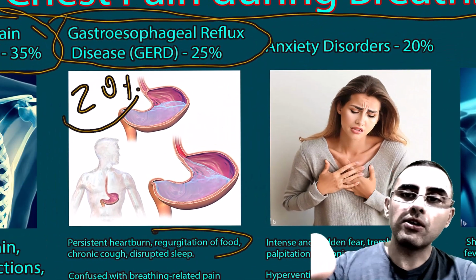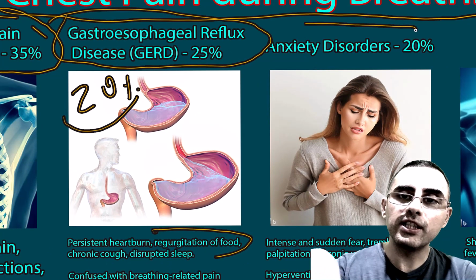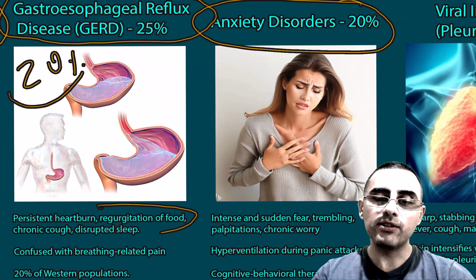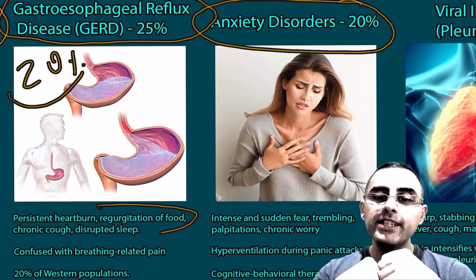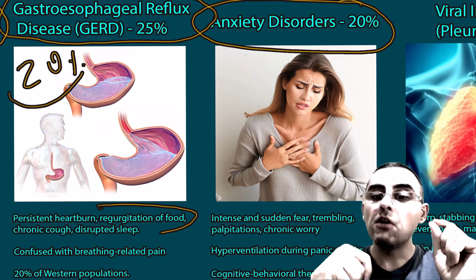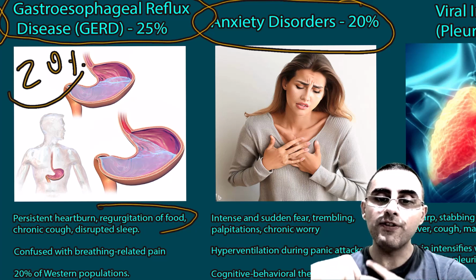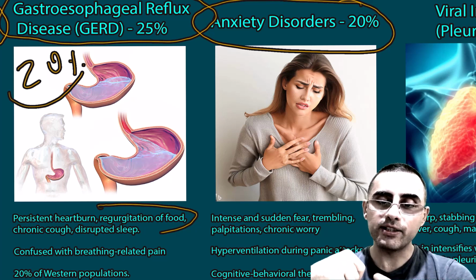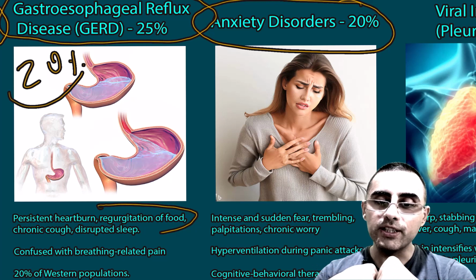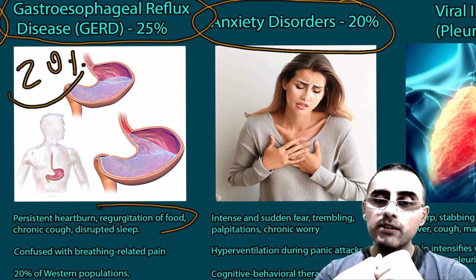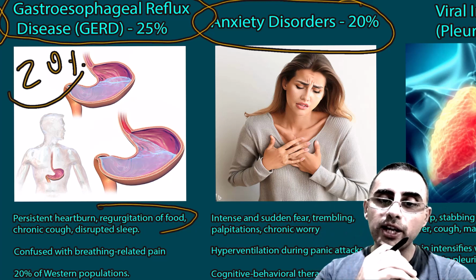The third most common cause of chest pain during breathing is anxiety disorders. During anxiety disorders, common symptoms are intense and sudden fear. Fear is important. Trembling, palpitations, feeling your own heartbeat, and chronic worries that maybe last more than 6 months. Such chronic worries also happen.